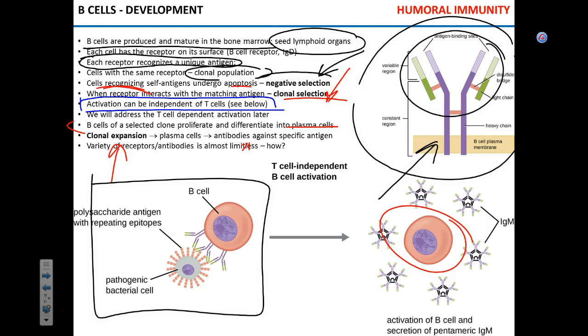Now, sort of take home message from that statement. B cells can recognize the antigen directly. So you take B cells, you take antigen, you mix them together, you get B cell activation, clonal selection, clonal expansion, plasma cells, and antibodies. Then, idea of T cell independent activation. Makes sense?